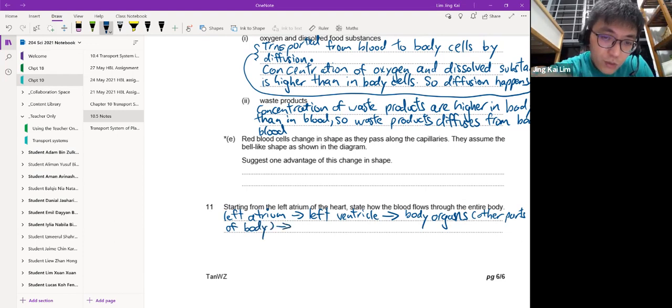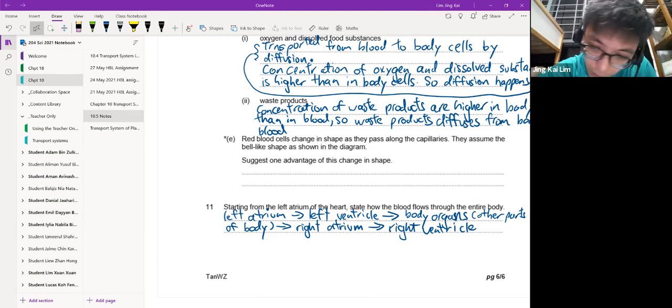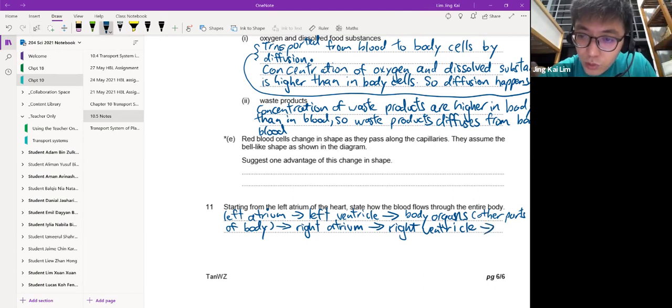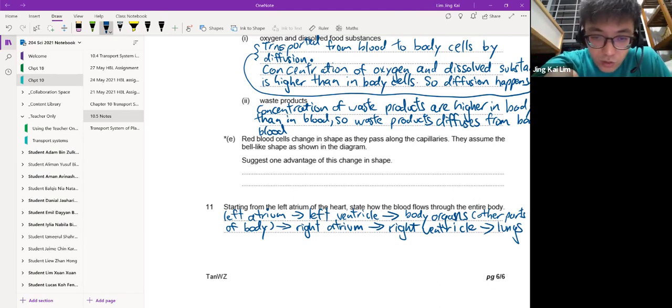Then from the other parts of the body, you actually head back to the right atrium first. Always go through the atrium first, then go through the ventricle. Okay, then you go through the artery to the lungs. Okay, the lungs will then reoxygenate the blood again, and then this will go into the left atrium again, and the whole cycle repeats.